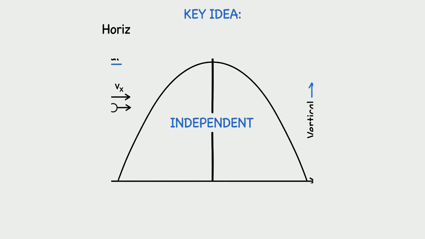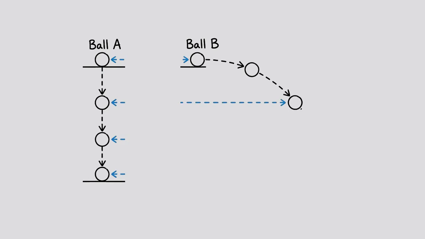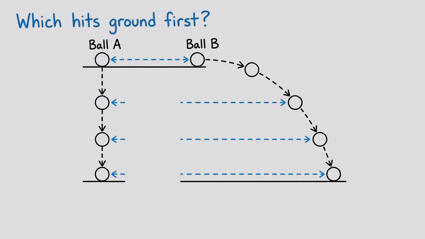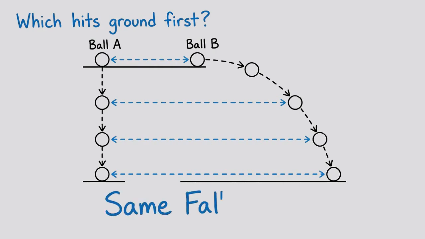Here's the key idea. Horizontal and vertical motions are independent. That means what happens in the horizontal direction doesn't affect what happens vertically, and vice versa. Imagine you drop one ball straight down and launch another ball horizontally from the same height at the same time. Which hits the ground first? They both do, because gravity pulls them down at the same rate. The horizontal motion doesn't change how fast they fall.